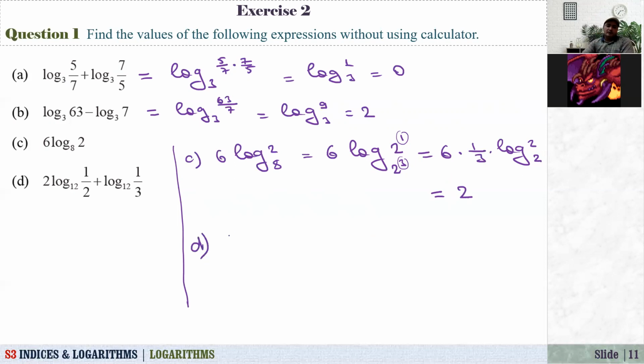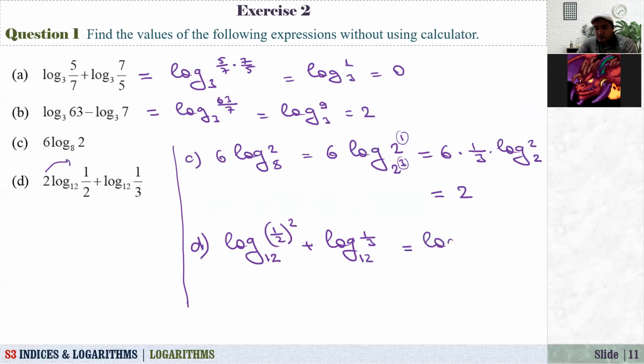And how about D? D is equal to 2 times logarithm of 1 over 2 to the base 12, right? I can just bring this inside. It will be the power of 1 over 2. So I can just write it as logarithm of the base 12, of 1 over 2 squared, plus logarithm of 1 over 3, the base 12. So now bases are the same and they are added. So that's just the same as logarithm in the base 12 of 1 over 4 times 1 over 3.